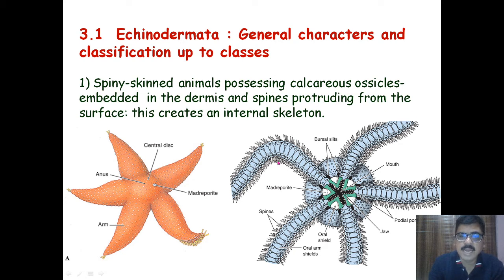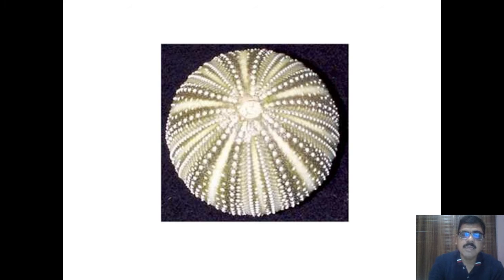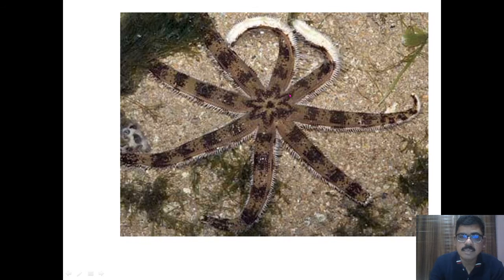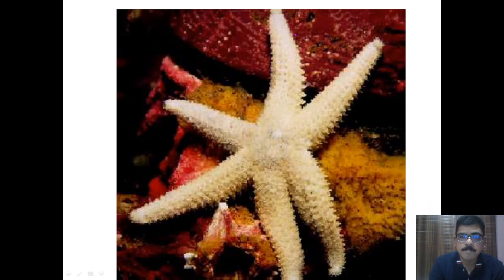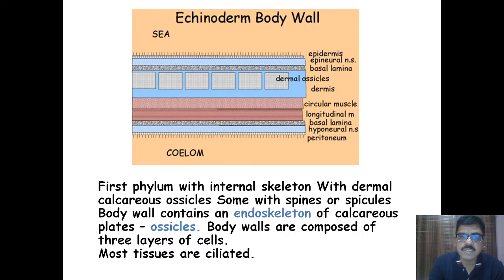And these echinoderms include mainly starfishes or sea stars. This is the echinus, and all over the body the spines can be seen. This is the sea star having many arms, and you can observe many spines all over the body. This is also the starfish.